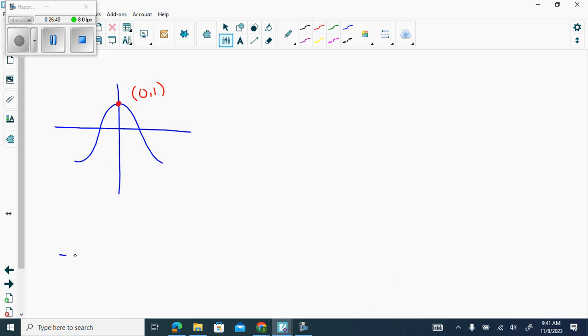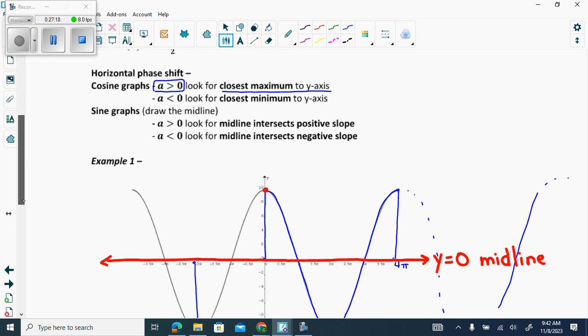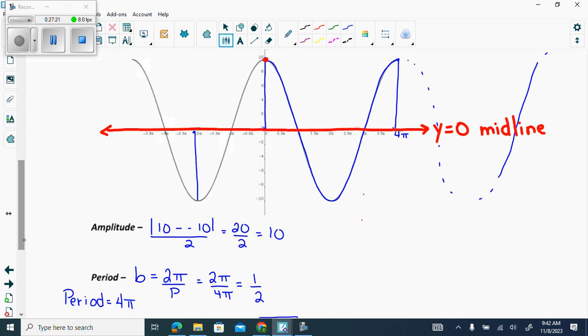Okay, negative cos x. What's the difference? It does this, but it reflects, correct? So now what's on it? The minimum. So now this is for the positive y equals cos x. I look for the closest max. What do I do for negative cos x? Look for the closest min. Because the only thing that can move that off is a phase shift. So if I have a choice, I pick cos graphs, because they're the easiest ones. So let's go back. Hey guys, where are my minimums?